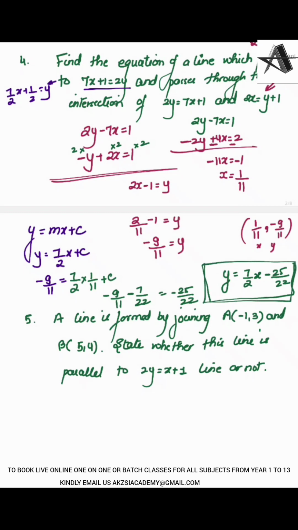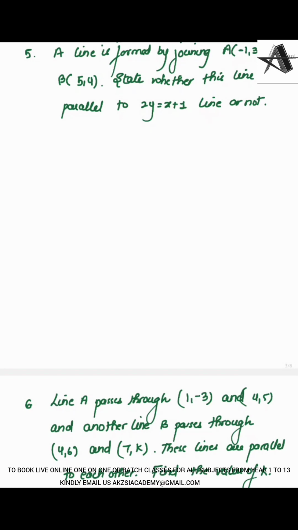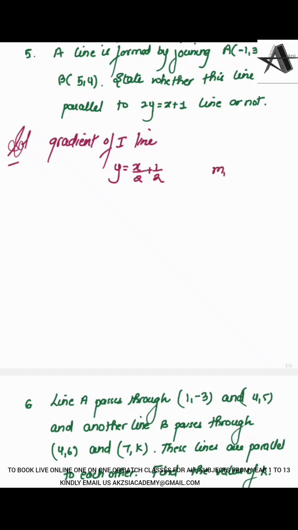Moving on to the next question. It says a line is formed by joining A, which is negative 1, 3 and B, 5, 4. We have to state whether this line is parallel to this or not. So let me rearrange this one and calculate the gradient of this one, because if we want to know whether two lines are parallel or not, we only have to see whether their gradients are the same or not. So the gradient of the first line, on rearranging, this will give me y is equals to x over 2 plus half. That means the gradient of the first line is half.